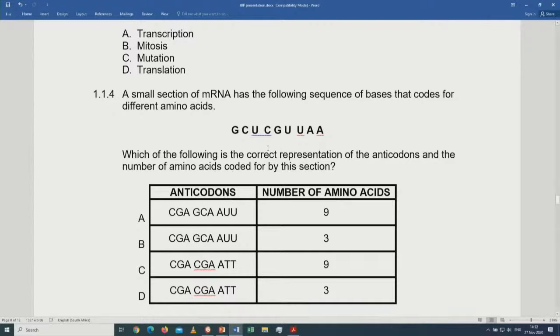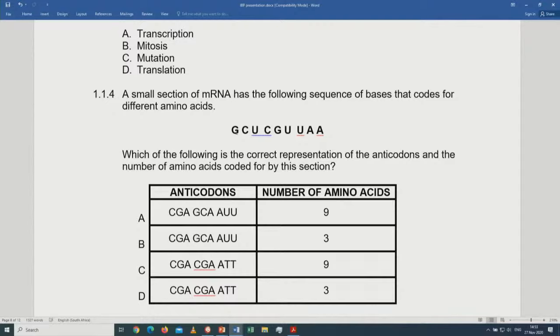Now we know that this mRNA, for this example, has 3 codons. The question is, you need to determine the anticodons and the number of amino acids. We'll eliminate 9 because we know that only 3 amino acids will be brought to the ribosome during translation. The task that you have to determine now is the anticodons. If we have G on the mRNA, then we'll have C.